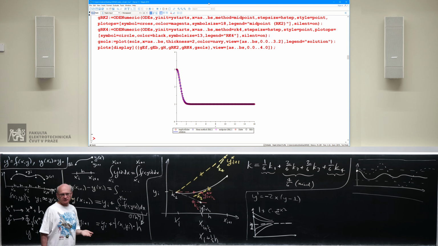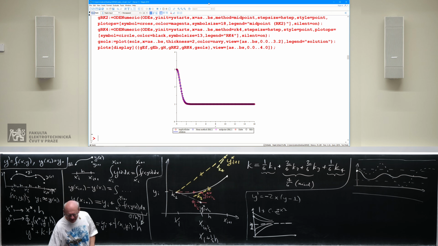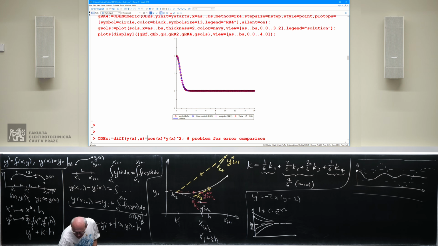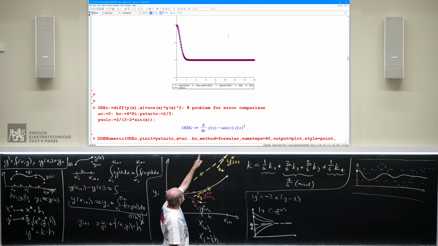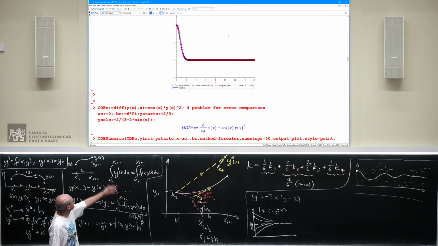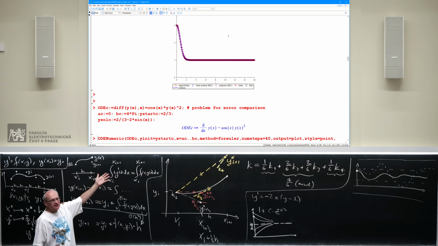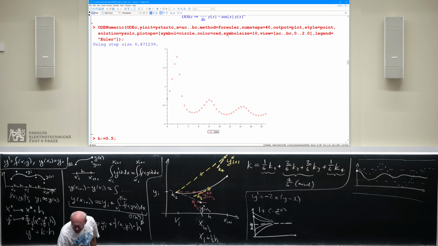Normally, we do not know the solution. So how do we judge the quality of the output? Here is a typical example. I have a differential equation here, and when you look at it, it's not really crazy. The derivative y' is equal to cosine x times y squared. That's a nice differential equation. The right-hand side exists everywhere. It doesn't have any restrictions. So let's apply our favorite methods.